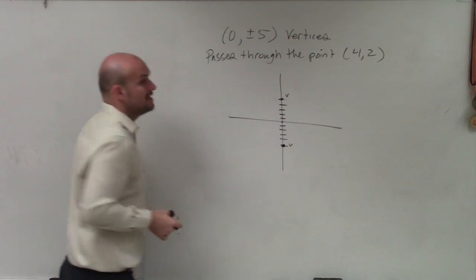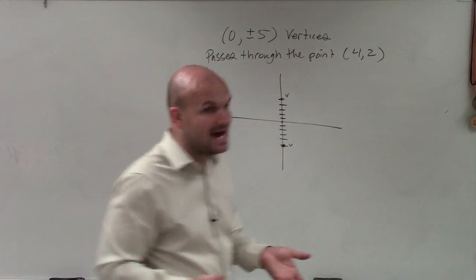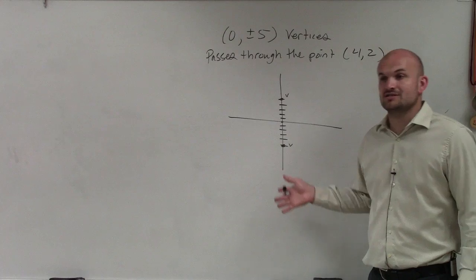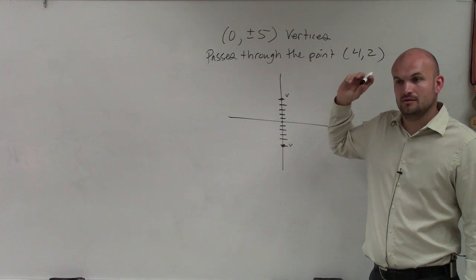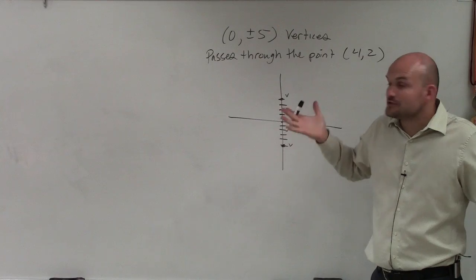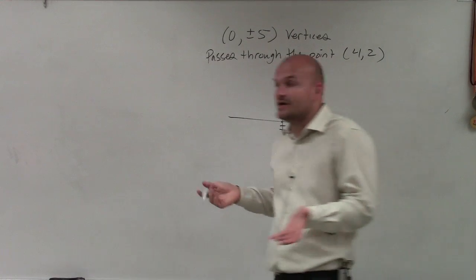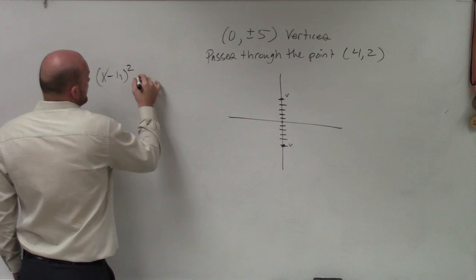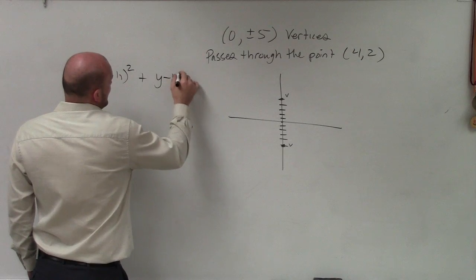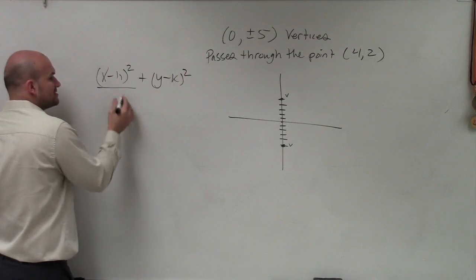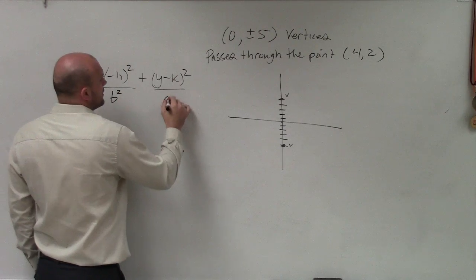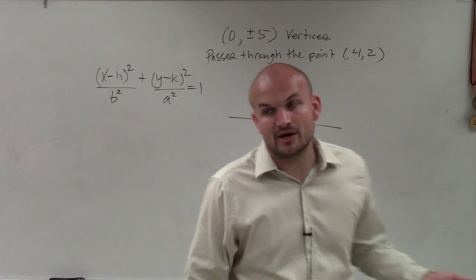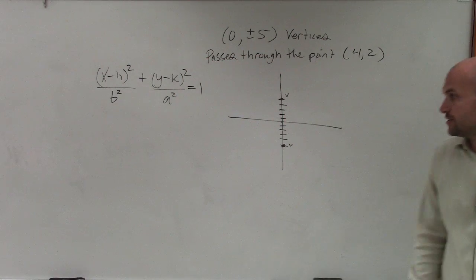Vertice, vertice. Since my vertices all lie on the same major axis, is that major axis going to be vertical or horizontal, Kaylee? Vertical, right? So that means there's only one equation that I can use. That's the one for a vertical ellipse. So that's (x minus h) squared over b squared plus (y minus k) squared over a squared, where the value of my a, the distance squared of my vertices to the center, is going to be under y.